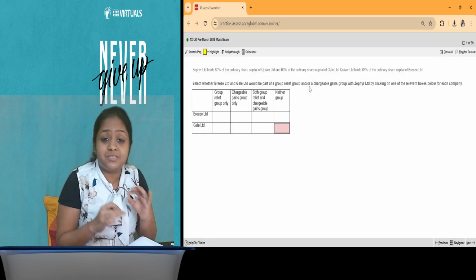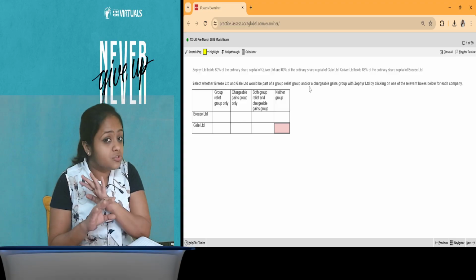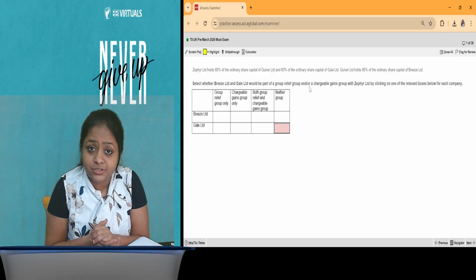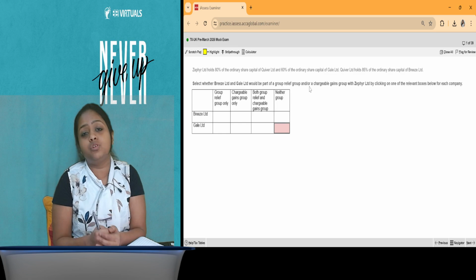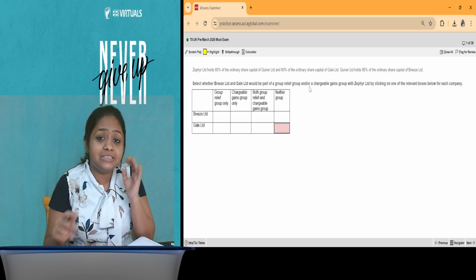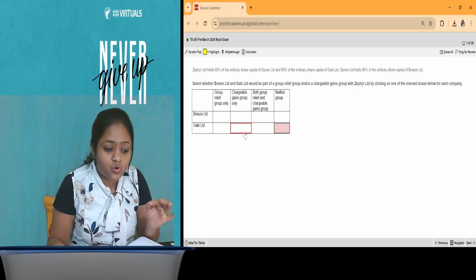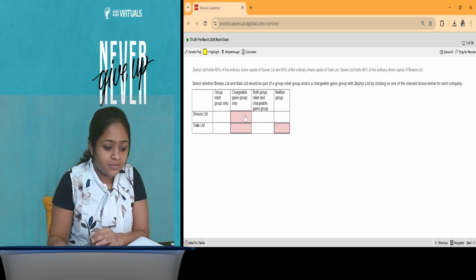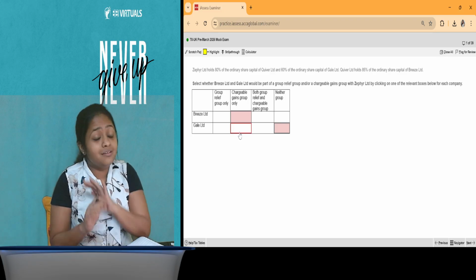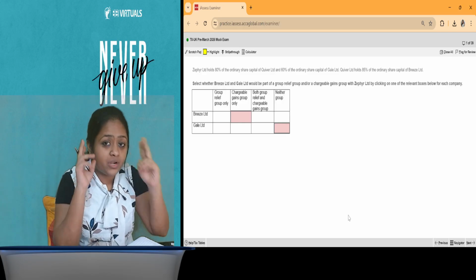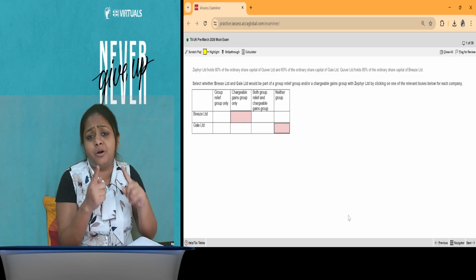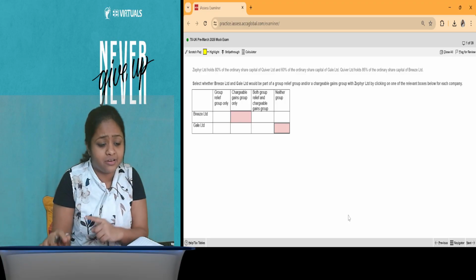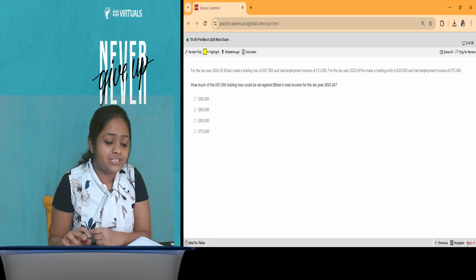Indirect relationship is around 68%. So this is not creating a group relationship. However, since it is more than 50%, it is creating the CG relationship. So it is going to be part of the chargeable gains group only, Breeze. Done? Clear? You got 2 on 2. So what is needed here is to be very clear about the direct relationship and indirect relationship. Let's go to the next one.